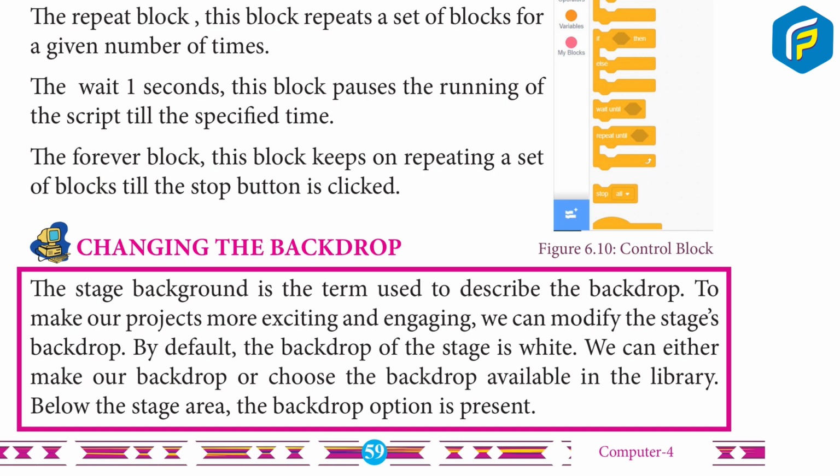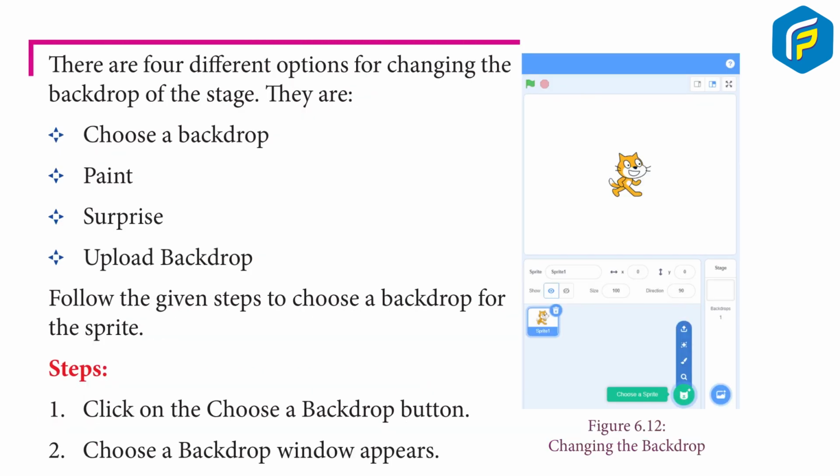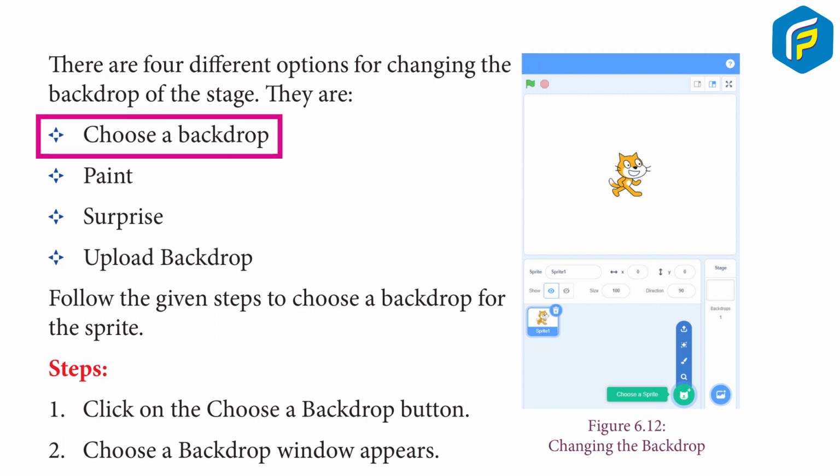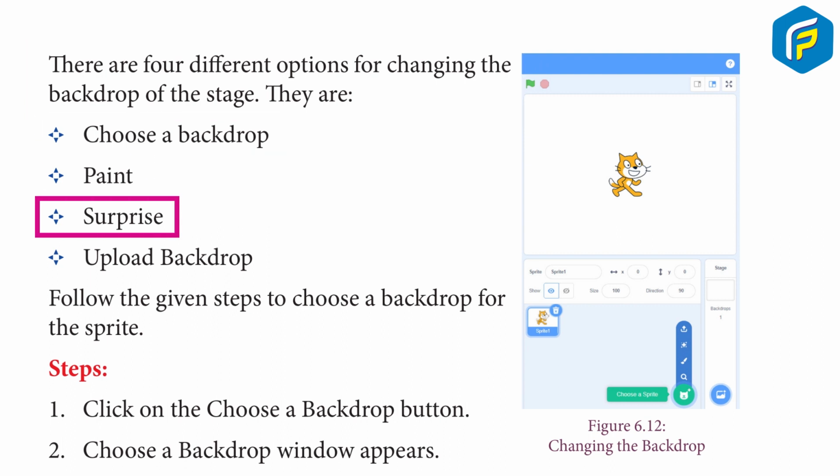By default, the backdrop of a stage is white. We can either make our backdrop or choose the backdrop available in the library. Below the stage area, the backdrop option is present. There are 4 different options for changing the backdrop of the stage. They are choose a backdrop, paint, surprise, upload backdrop.